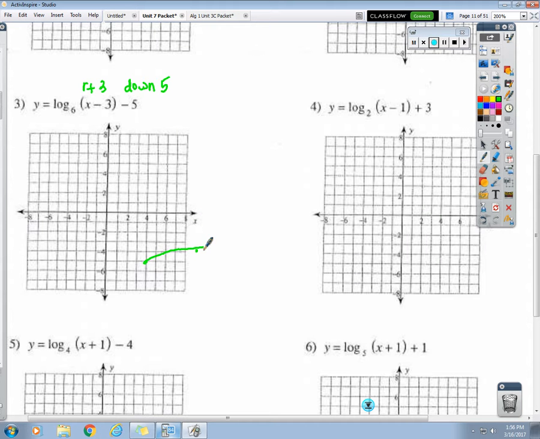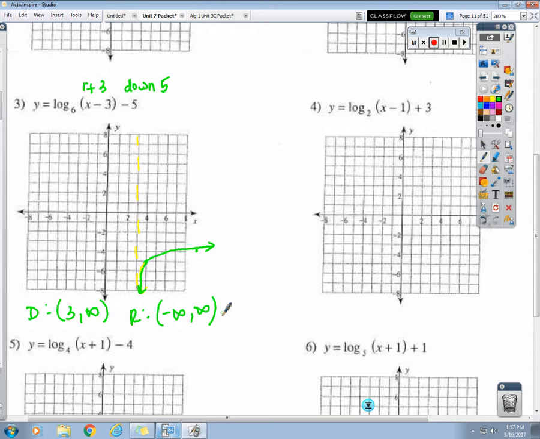So where is the asymptote this time? 3, because everything got shifted right 3, including the asymptote, to draw it in. Okay, and then on this side, it just approaches the asymptote forever. So that makes the domain what? 3 to infinity. And the range, negative infinity to positive infinity.